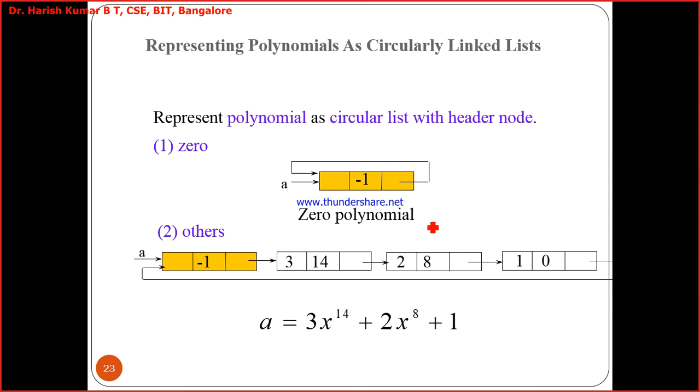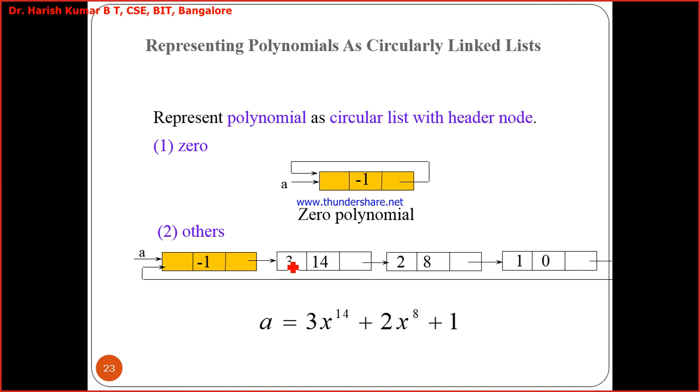See here. When I create the first node, this is the node I'm creating. This is a zero polynomial, or an empty polynomial. In this field I'll store the coefficient, in this field I store the exponent, and this link field, instead of making it null, I'm making it point to itself. When there are other nodes, this just means the starting node, or you can also call it the header node.